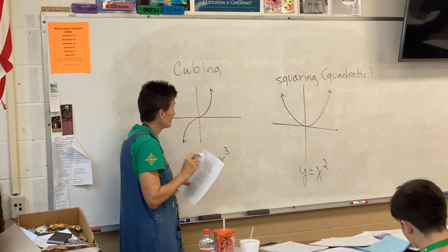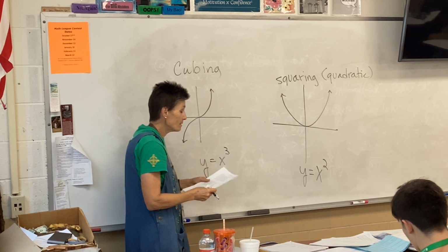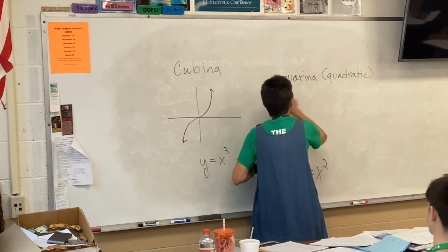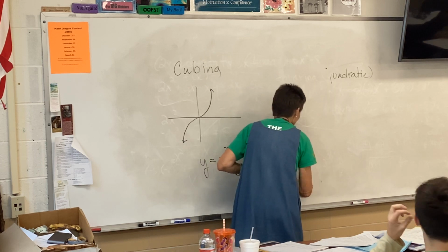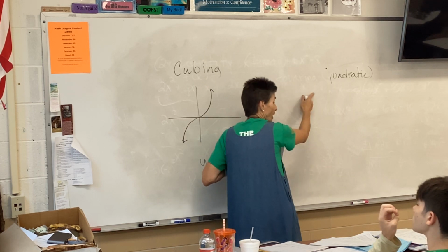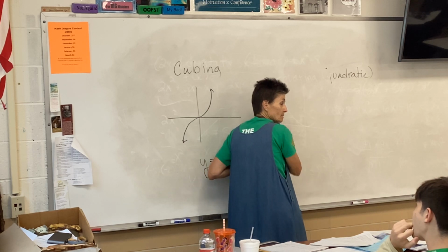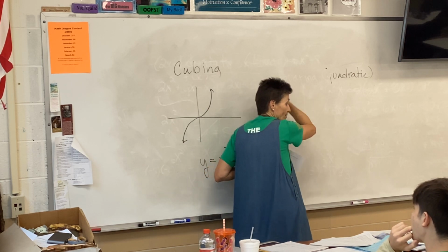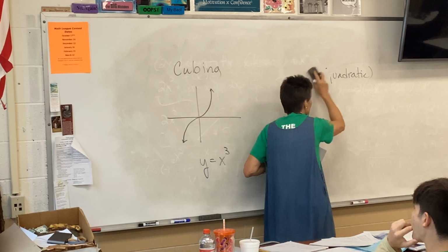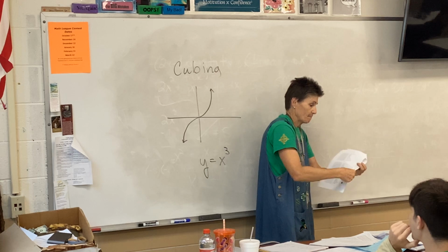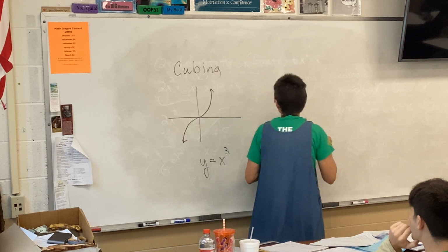That's the cubing function. Okay, so your first page should be complete. Do you have a straight line, diagonal line for linear, a parabola for quadratic, and then that thing for cubic? Is that what you got so far? Perfect. What's next? Reciprocal. Reciprocal function.